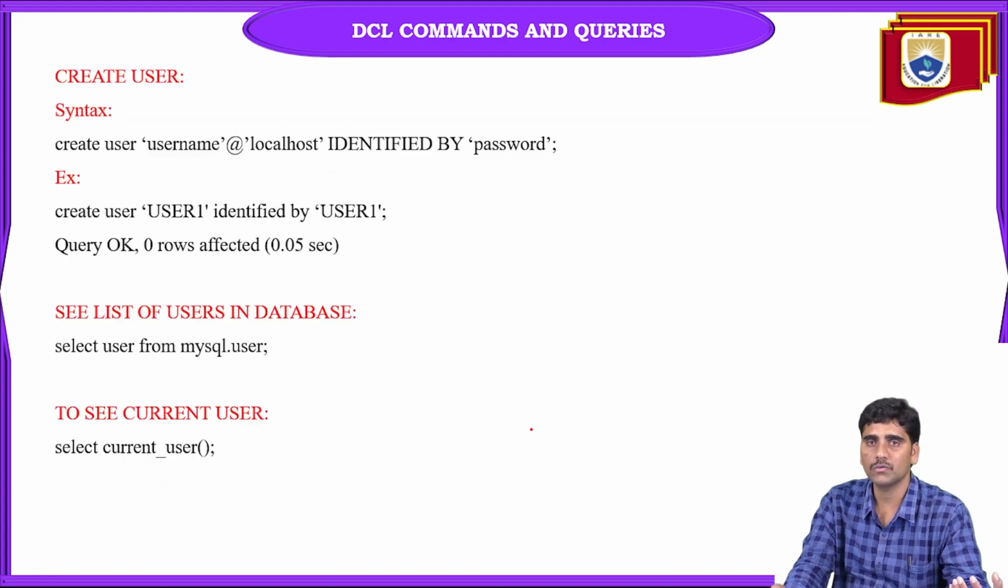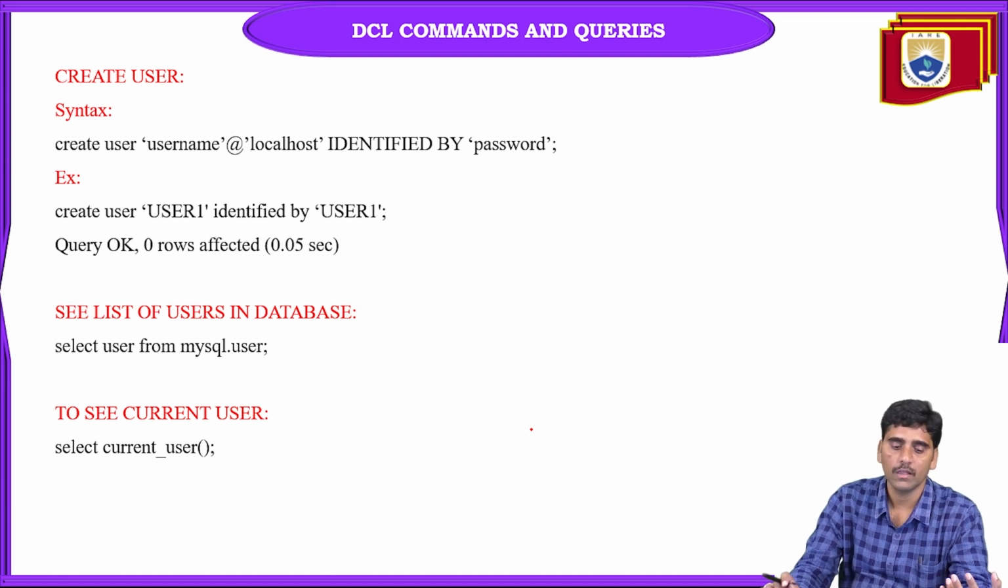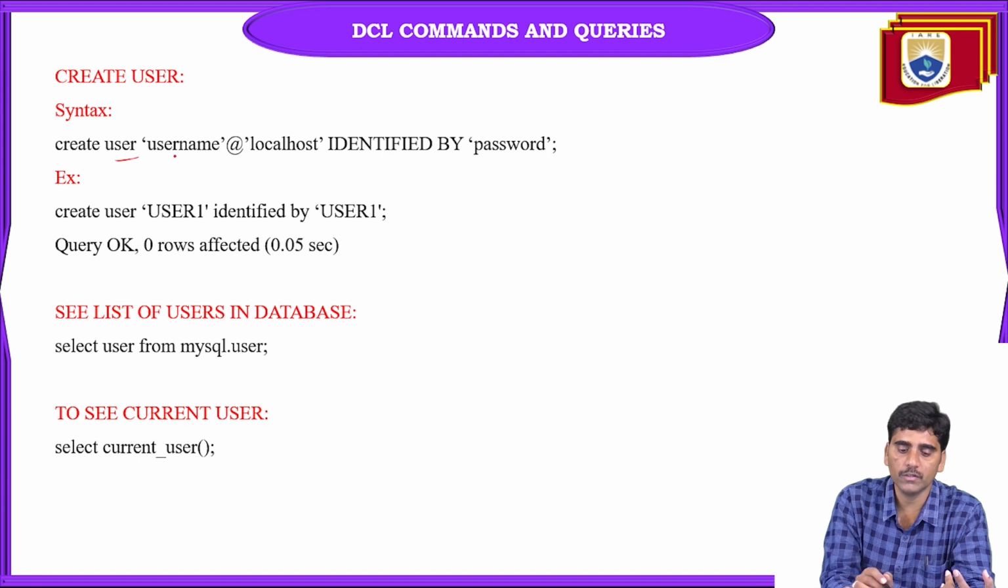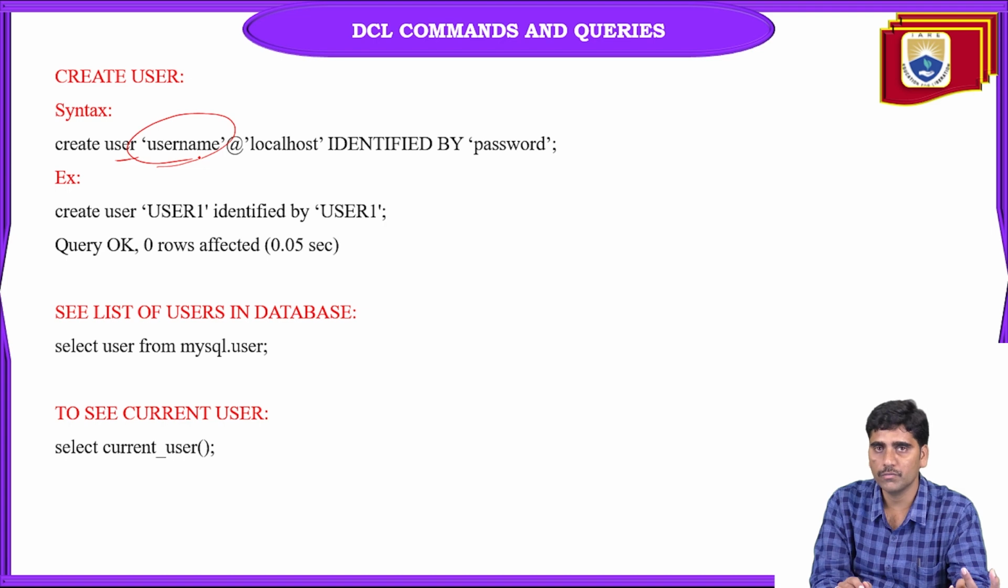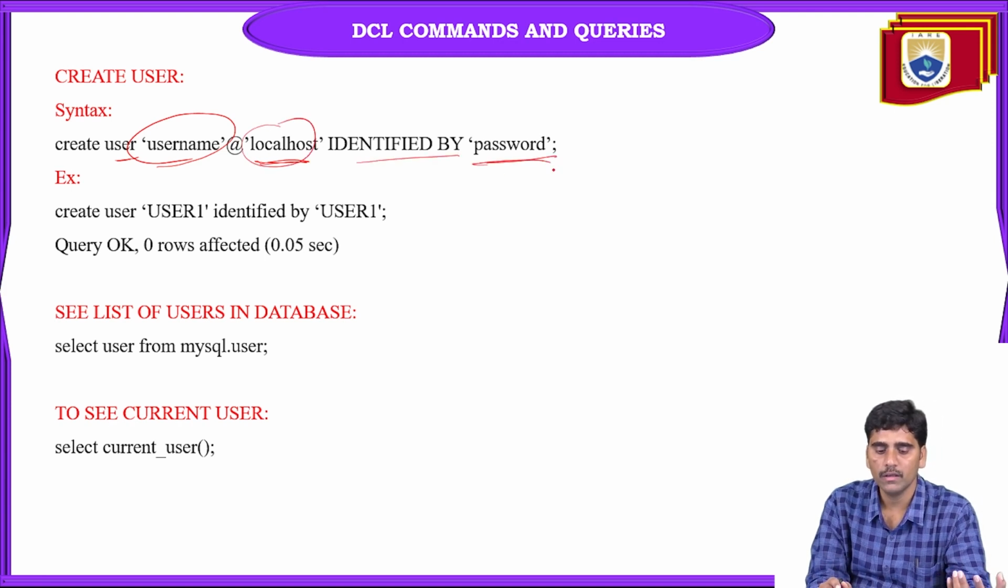To do all this, granting and revoking for users, we have to create the users. So how can we create the users actually? Yes, the administrator can create a user. So how can we create the user? Create user followed by the username, followed by username at the rate localhost. This is localhost as the username, identified by password.